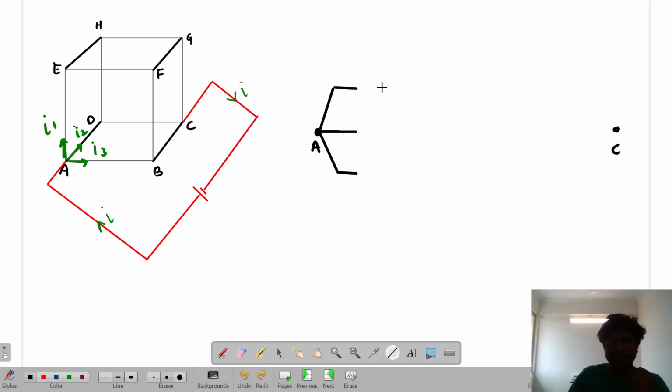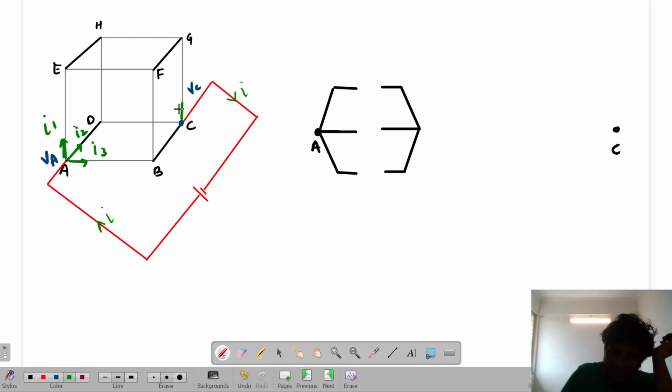They will definitely meet somewhere. We know that. But that first task is definitely done. Now this is potential V of A. Here I should get V of C. Mark that I should definitely end up getting I1, I2 and I3 over here.